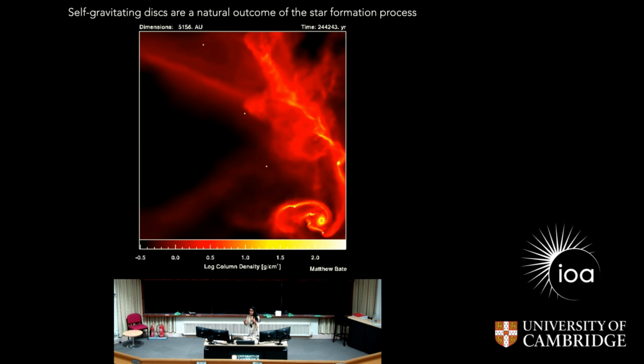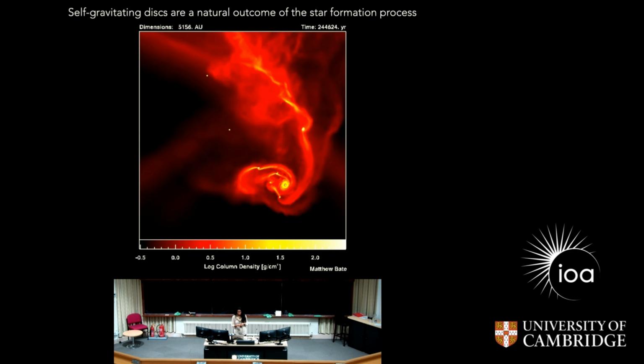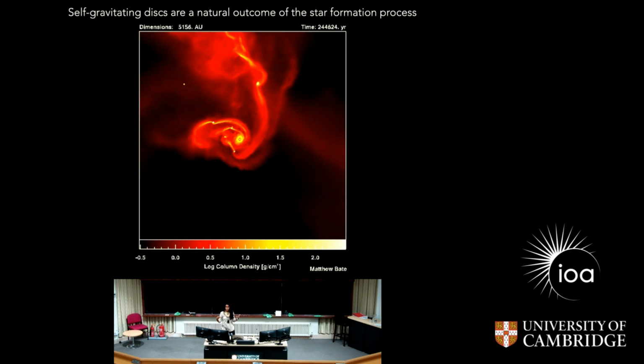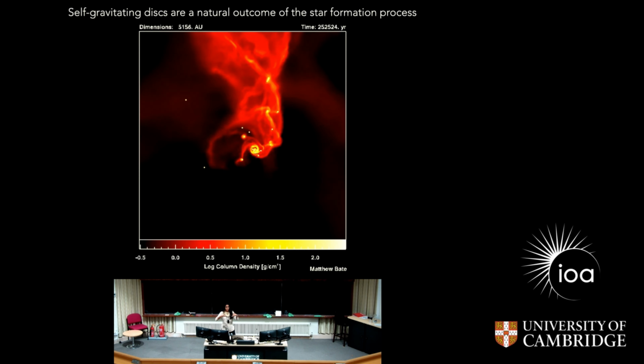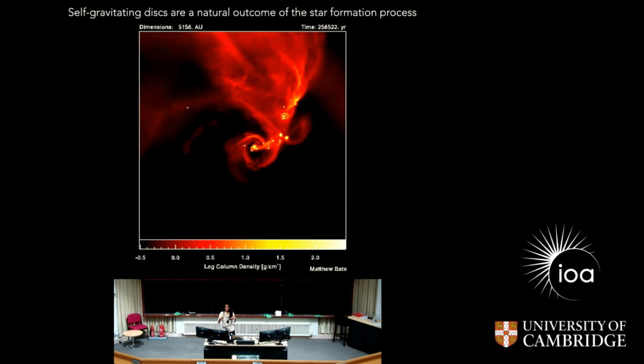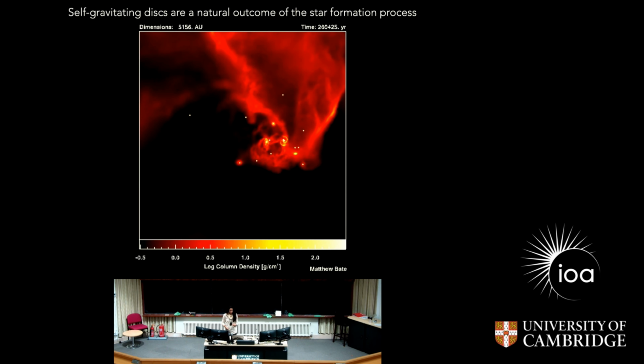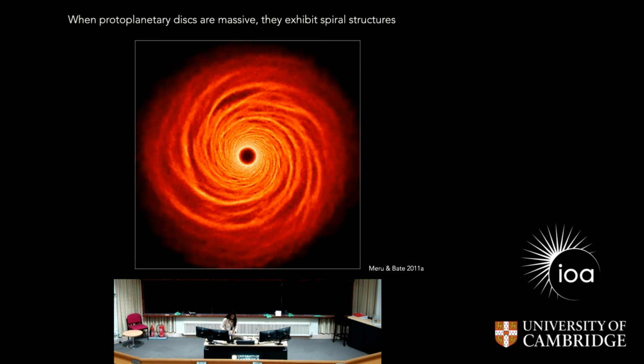You can see that this cluster environment is really dynamic. There's a lot going on here. In this initial phase, because the stars and disks are surrounded by the envelope, it's naturally feeding the disk. The disks are most massive during this phase. When they're massive, they show these kinds of spiral structures. This is one of my simulation images of a self-gravitating disk, where you see the self-gravity really driving the evolution of the disk and forming these spiral structures.